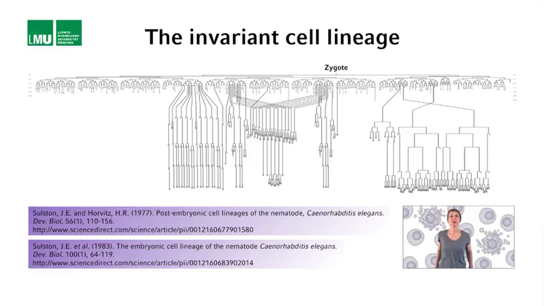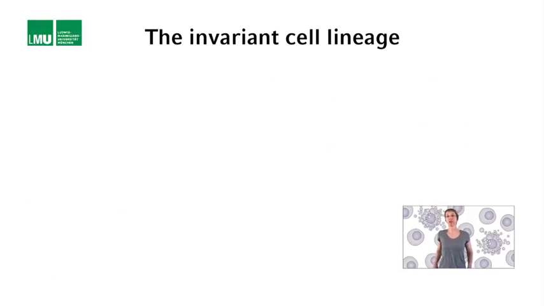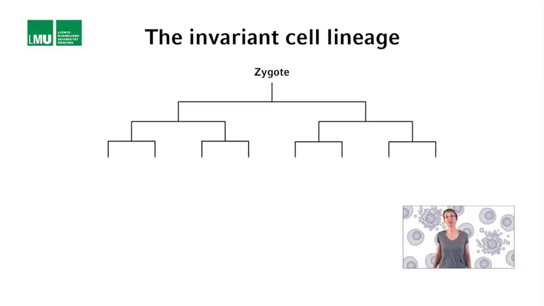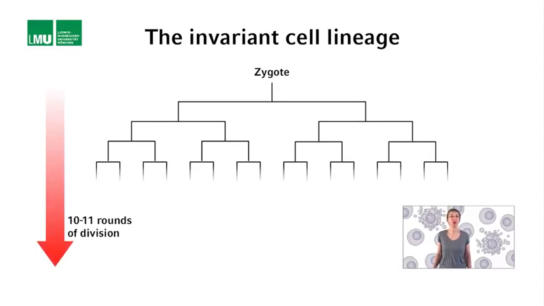The lineage starts on the top with the fertilized oocyte, the zygote, which divides to give rise to two daughter cells, which then divide again, etc. There are 10 to 11 rounds of cell divisions altogether. Vertical lines represent individual cells, and the horizontal lines represent individual cell divisions or mitoses.